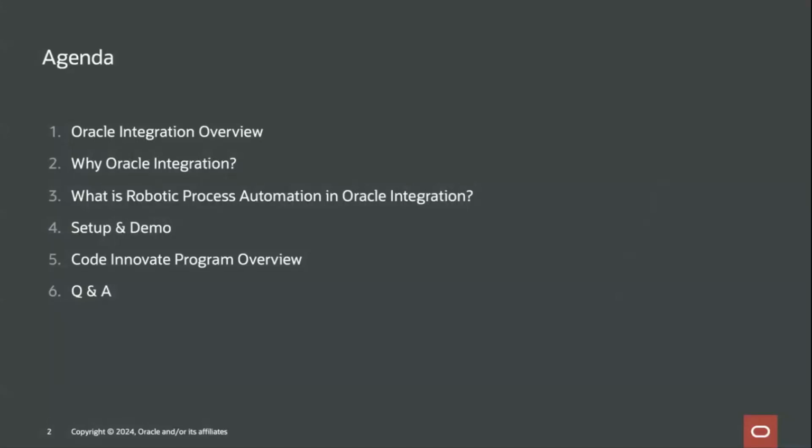Right. So the agenda for today is I will spend a slide or two just to give you an overview of what Oracle Integration is, and then why to use Oracle Integration, right? And then we'll get into the main topic, which is what is robotic process automation in Oracle Integration, and then we'll see a quick demo. And then towards the end, I have Sean, who is part of my team here, present on what the Code Innovate program is, what Oracle offers. And then we'll do just the Q&A.